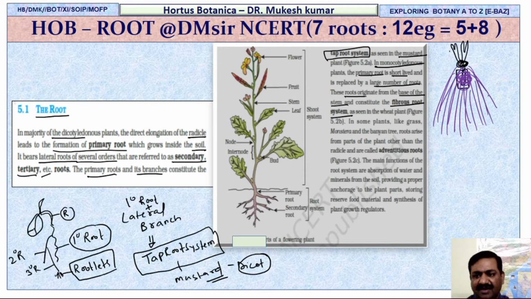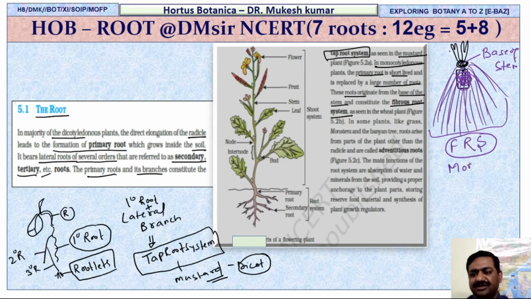These are very fibrous structures arising from the base of a stem, very thin structures, a number of them, and these are the fibrous roots. They also have lateral branches, so they will form the fibrous root system. And this is a characteristic feature of monocots, isn't it?